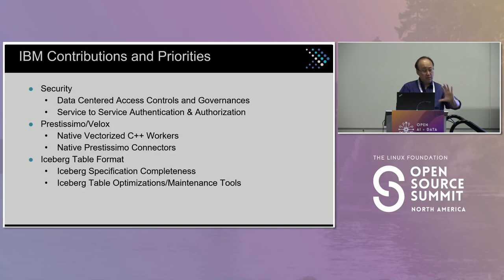Other areas I want to talk a little bit about in terms of what IBM is focusing on. We're certainly focused around security. All our customers absolutely need it. So things like access controls, governance, what we call data-centered, the ability to look at all your data. Because remember, the engine is completely disaggregated. Any engine can access any data. They can all share. So what's really important is security of the data itself.